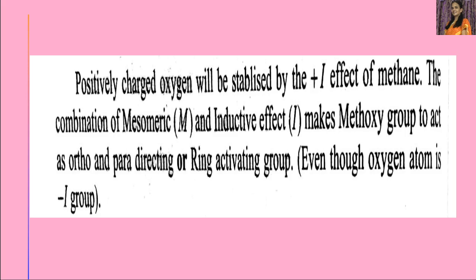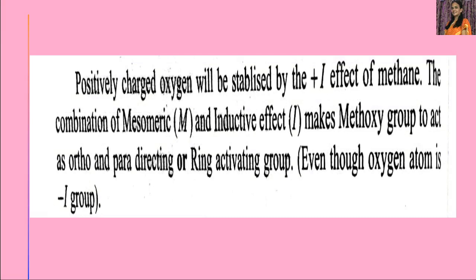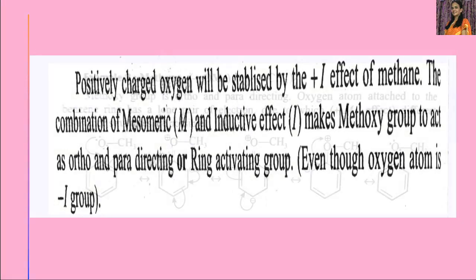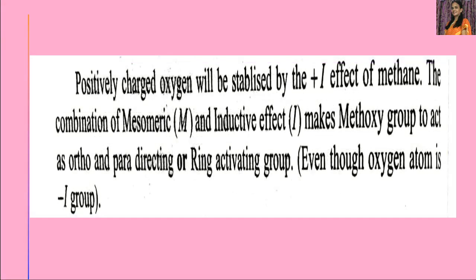Positively charged oxygen will be stabilized by the plus I effect of the methyl group. In these resonance structures, oxygen is positively charged, and this positive charge on the oxygen is stabilized by the plus I effect, that is, the electron releasing effect of the methyl group. The methyl group releases electrons towards oxygen, therefore this positive charge is stabilized.